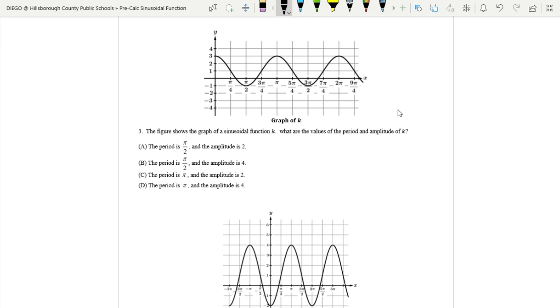Okay guys, let's look at this one, number 3. These are pretty easy guys, but we are going to be seeing some harder problems as we move on. Okay, so let's look at this one. So we have sinusoidal function k right here. What are the values of the period and amplitude of k?